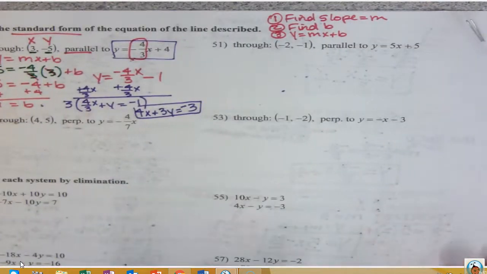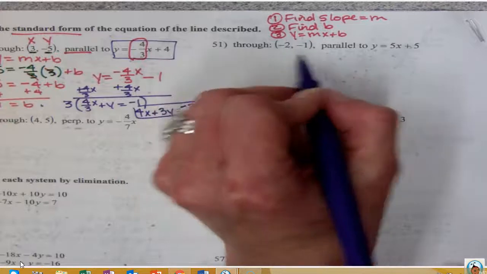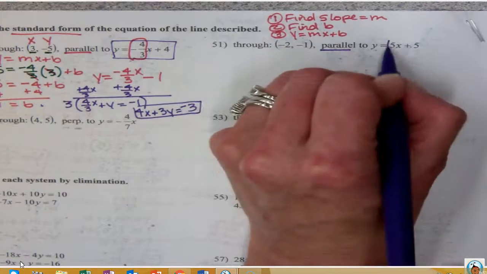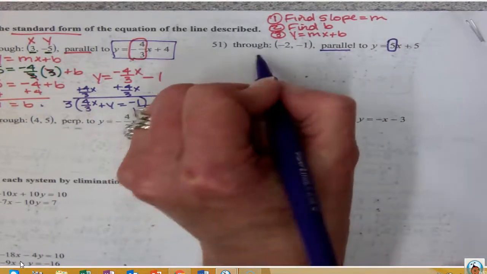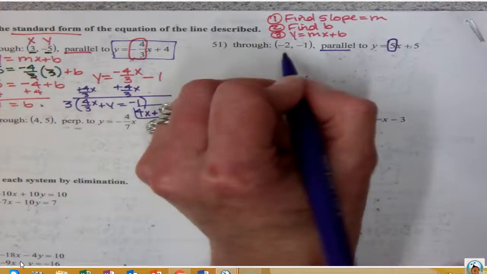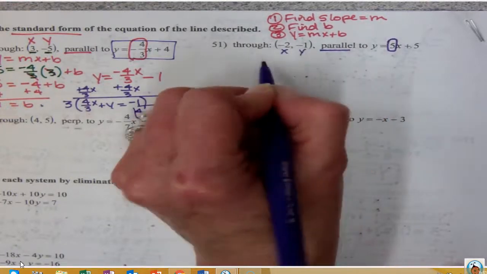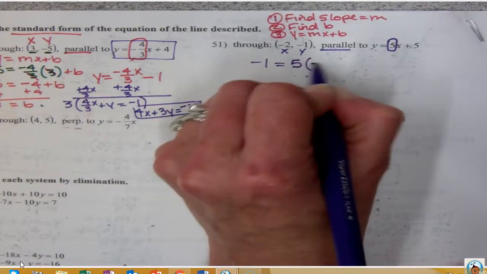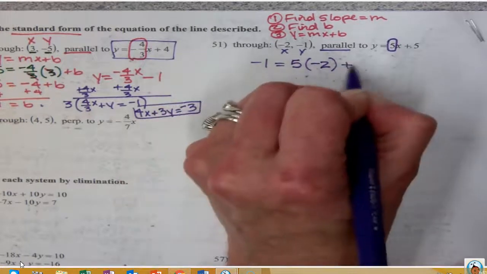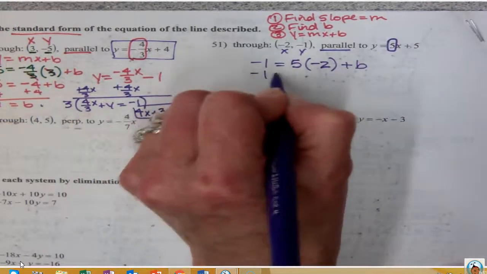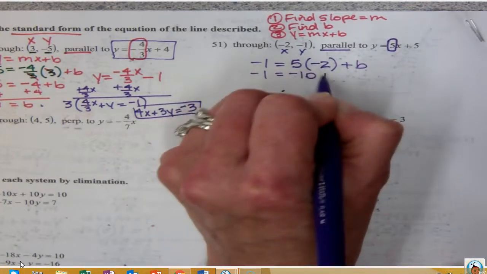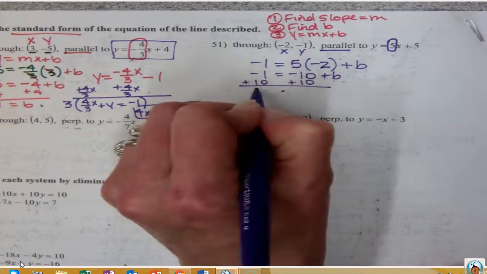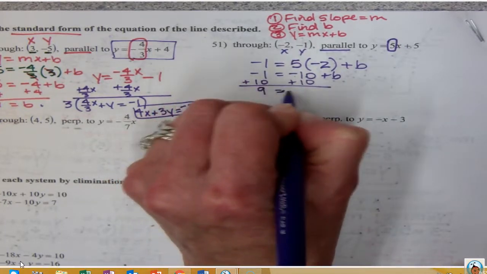Alright, last one on this video, and then I'll go to the next video. So, quick, we got parallel lines. My slope is going to be the same since it's parallel. So I found my slope, I need to find my b, this is my x, this is my y. -1 equals, this is my slope, this is my x, plus b, I'm looking for my b. -1 equals -10 plus b, add 10 to both sides, and I get 9 equals b.